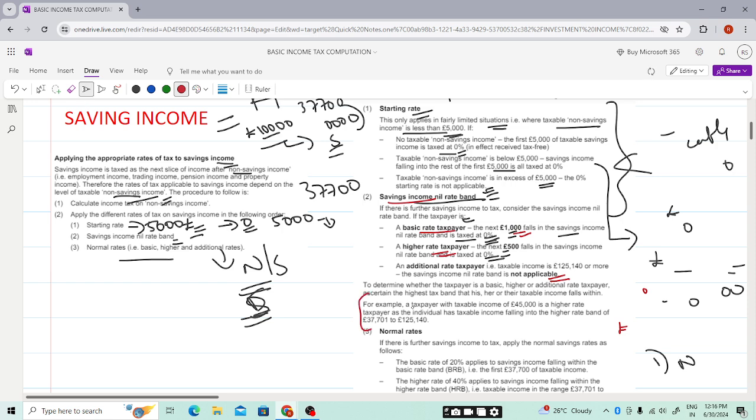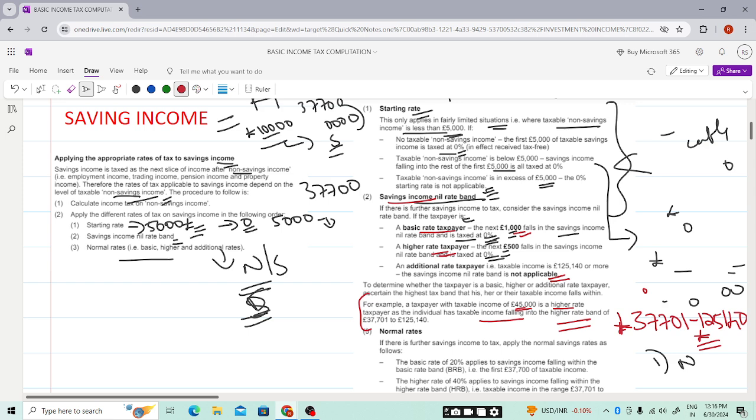For example, a taxpayer with a taxable income of 45,000 pounds is a higher rate taxpayer, as the individual has taxable income falling into the higher rate band. What is the higher rate band? 37,701 to 125,140 pounds.